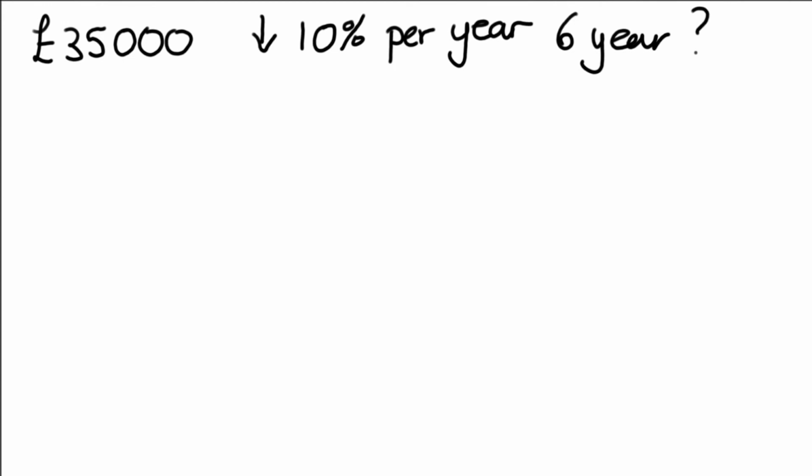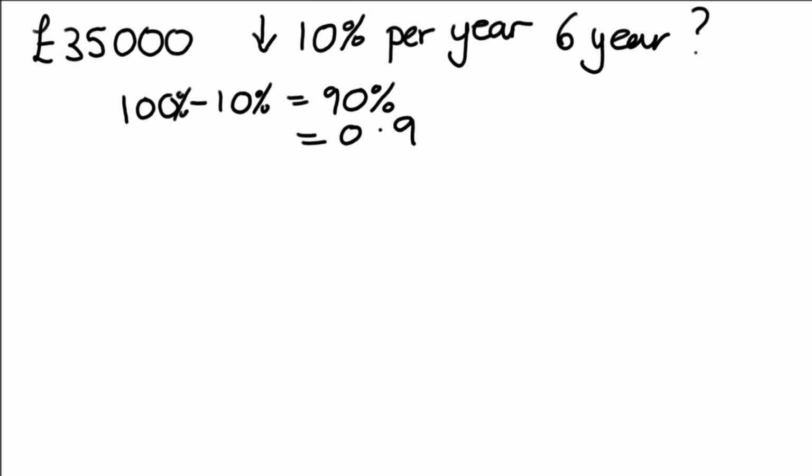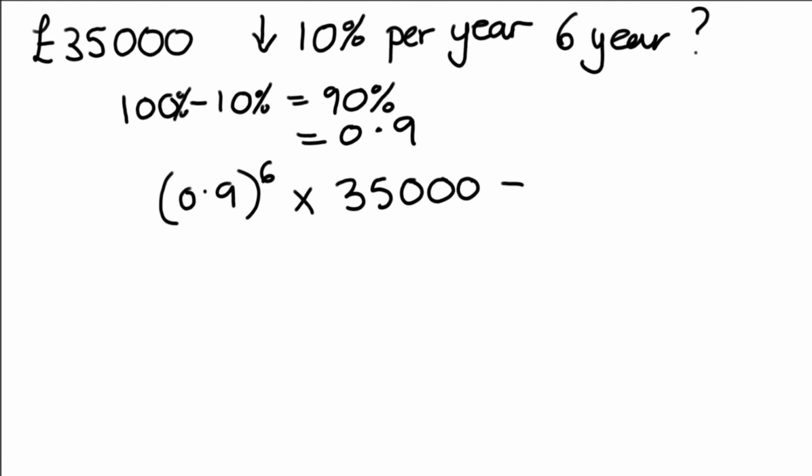Okay, so to get our multiplier this time, we take away the 10%. So we start with 100%, we take away our 10%, and that leaves us with 90%. So our multiplier is going to be 0.9 or 0.90. If you type in 90 divided by 100, you'll end up with that. So it's 0.9 in a bracket to the power of 6, and you would times that by your amount of 35,000.